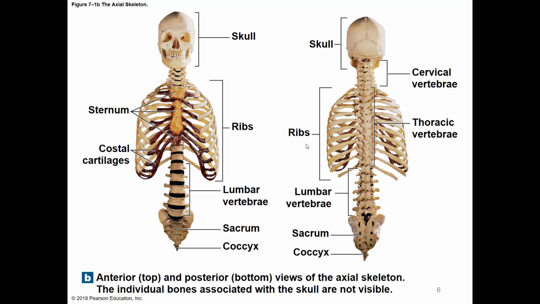Okay, so here's the axial skeleton removed from the rest of the skeleton. And again, reviewing, we have the skull, vertebral column, sacrum, and coccyx, as well as the ribs. And we'll also include a bone called the hyoid, which is under the jaw here. We're not able to see it very well. And the ear bones, which would be within the skull.